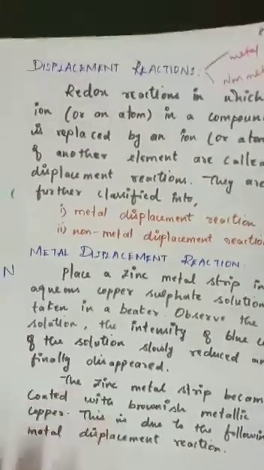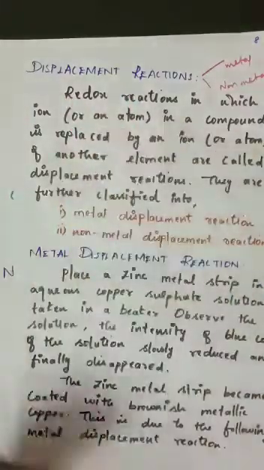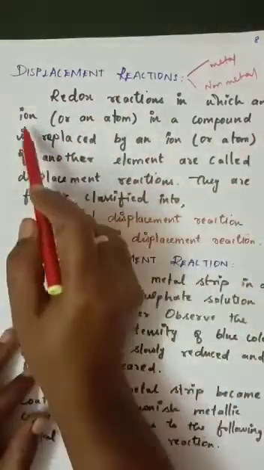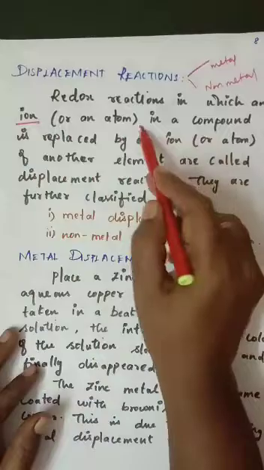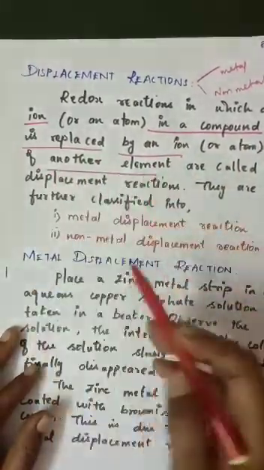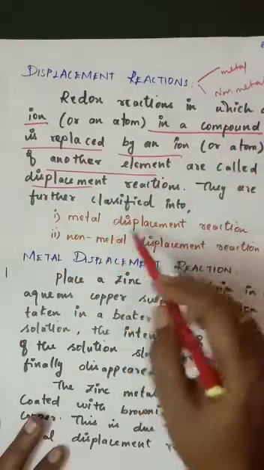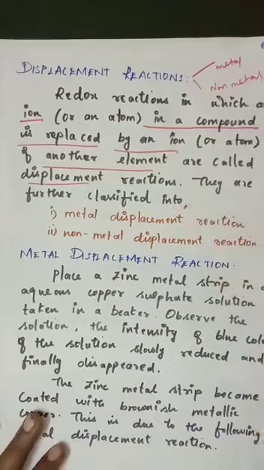The third one is the displacement reaction. Decomposition is the splitting of a compound. What is the meaning of displacement? The redox reaction in which an ion or atom in a compound is replaced by another atom, another element, is known as a displacement reaction. It is also classified into two: metal displacement as well as non-metal displacement.